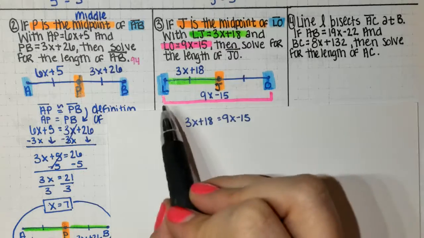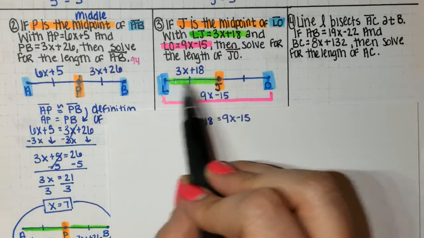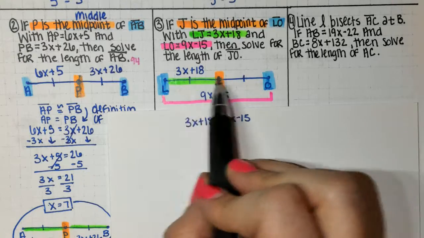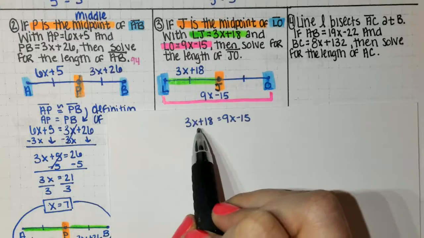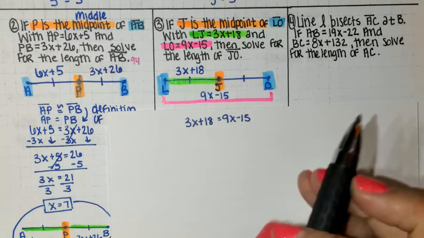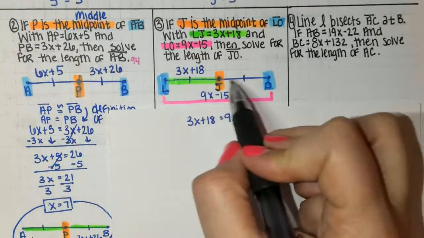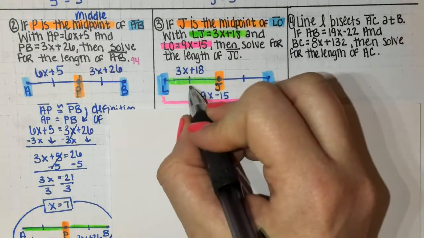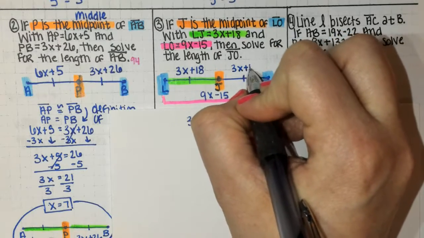If I go to Subway and I get a sandwich, I want the full length of the sandwich. It's not the same as just eating half of it. The half of the sandwich doesn't equal all of the sandwich. So what you're saying here is that half equals all, and that's not true. However, what is true is that these two things are equal. So if this length is 3x plus 18, so is this one.